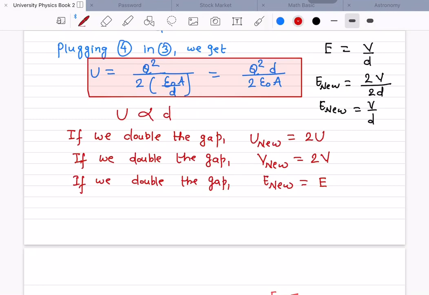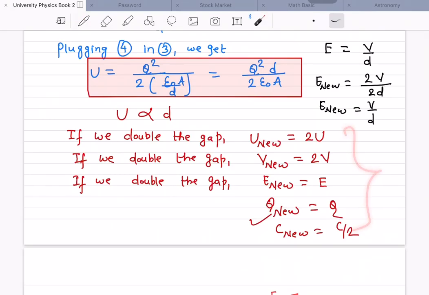What is changing here? The Q won't change. The Q always remains constant. The electric field remains constant. The potential difference will double. And what happens to the C? As you have seen, the C will go half. So these are the changing parameters here.